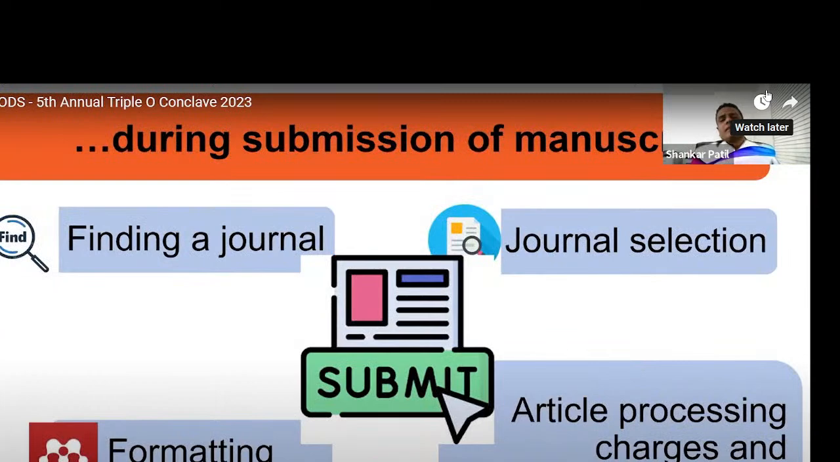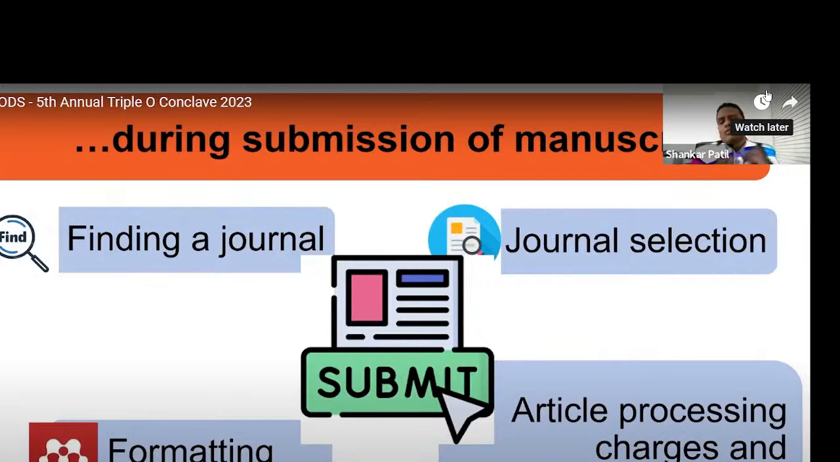And during submission of the manuscript, finding a journal is very, very important. People don't spend time in finding the right journal. So journal selection is very, very important. They have the manuscript, they want to submit it as fast as possible, or they submit to the known journals. It should not be like that. Find an apt journal. So journal selection is very important.